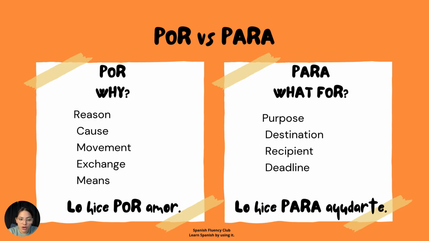On the other side, we have para. Think what for? Purpose, destination, recipient, and deadline. For example, lo hice para ayudarte. I did it in order to help you. Helping you is my purpose. So, compare those two. Lo hice por amor. Why? Because of love. Lo hice para ayudarte. What for? To help you. That's the distinction I really want you to remember.